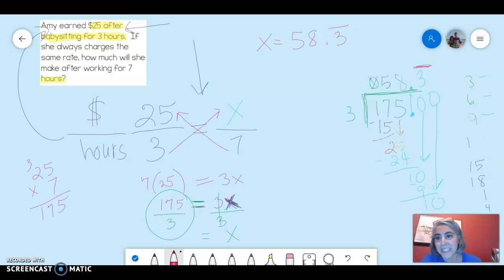So the question says, I want to see if my answer is reasonable. The question says, right up here, if she always charges the same rate, how much will she make after working for 7 hours? To answer this question specifically, it looks like she is going to make $58.33.